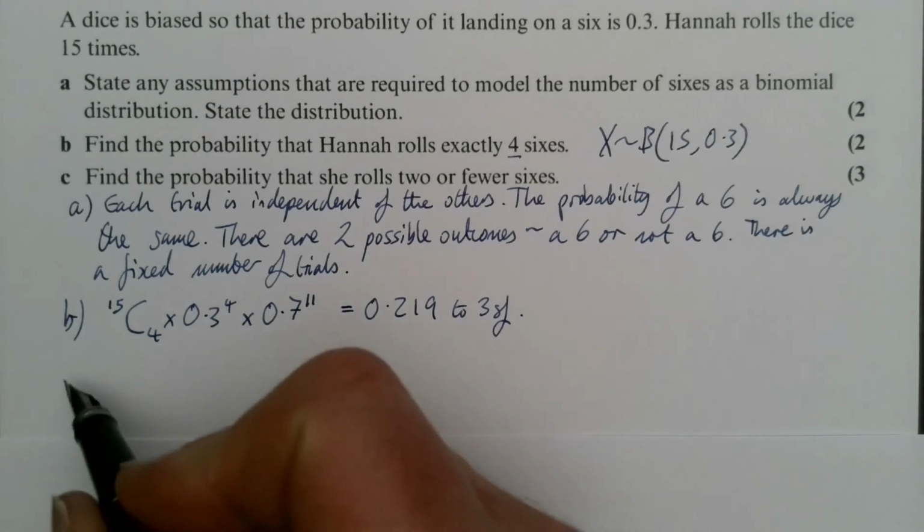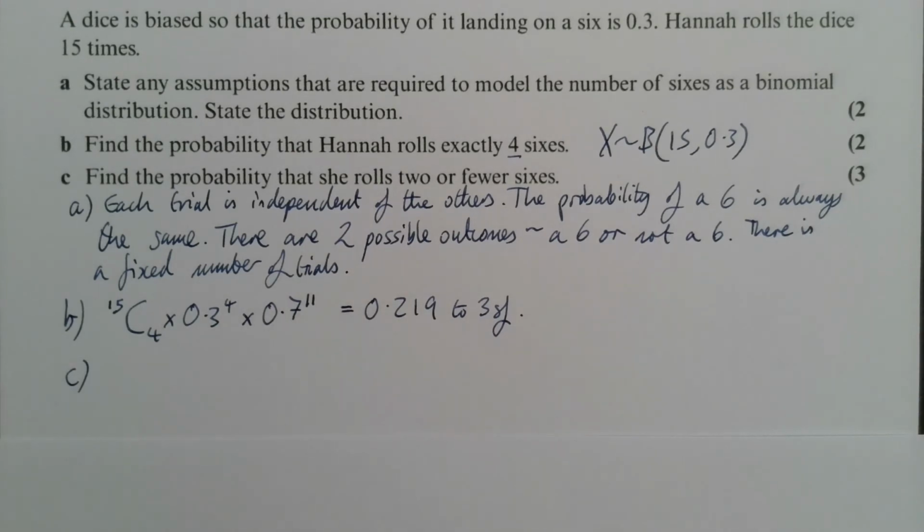Then the probability she rolls 2 or fewer 6s, so that is 2 or 1 or 0, and you can't really do a really easy one take another. That is 3 different possibilities, isn't it? So you're going to have to work out the 3 different things and then add them to each other. So you can write all 3 different things out in one go, stick them in brackets if you like, and then add them together to get your result. It should look something like this.